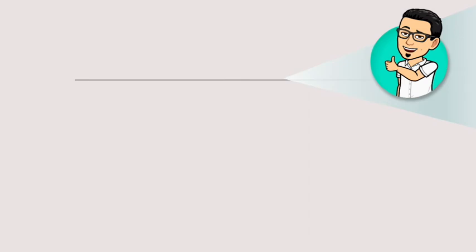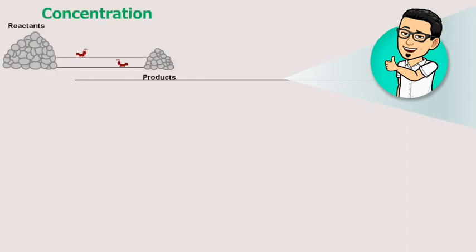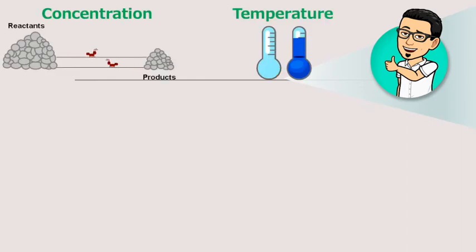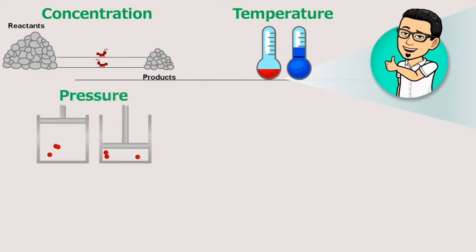Any factor that can affect the rate of either the forward or reverse reaction relative to the other can potentially affect the equilibrium position. The following factors can change the chemical equilibrium position of a reaction: concentration, temperature, and pressure for gaseous reactants.